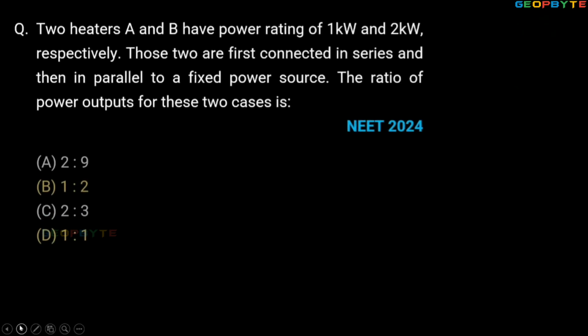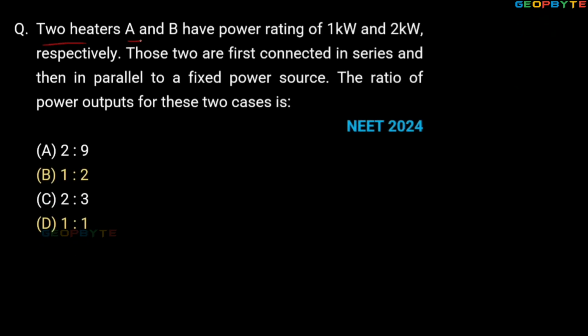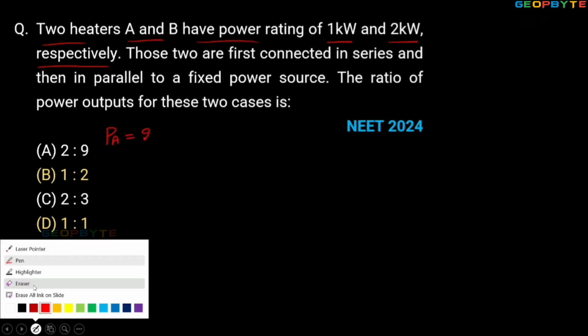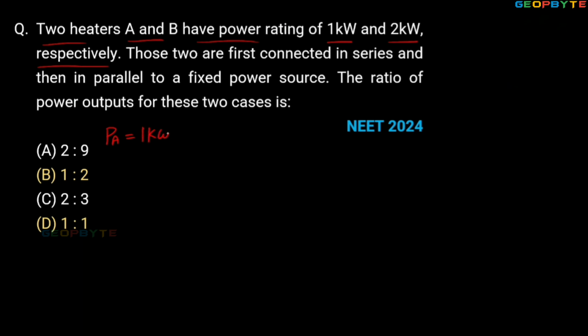Similarly, let us take another important problem. Okay, look at the screen. It is asking like this. Two heaters A and B have power ratings of 1 kilowatt and 2 kilowatts respectively. The power rating of A is 1 kilowatt, and the power rating of B is 2 kilowatts. Those two are first connected in series and then in parallel to a fixed power source.